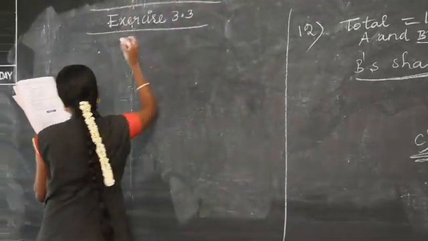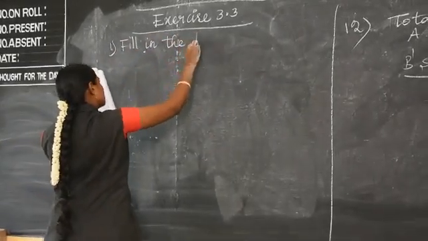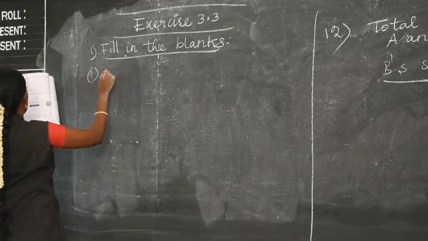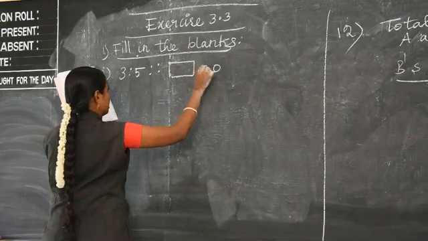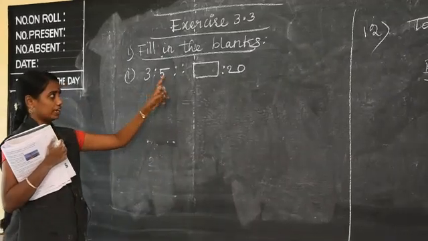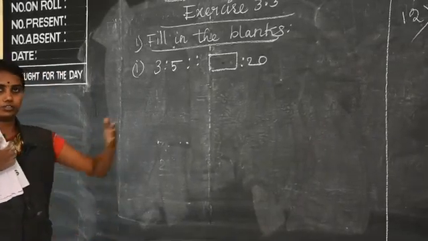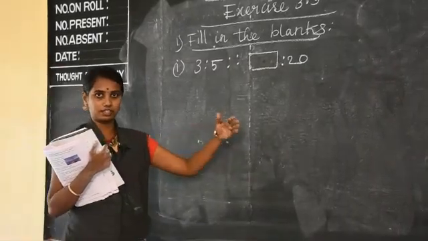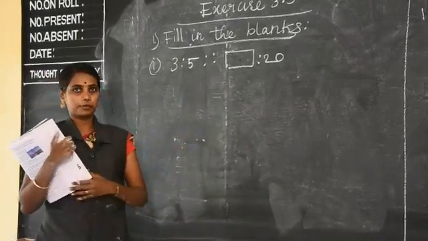Exercise 3.3, question number 1, fill in the blanks. Option 1: 3:5 as box to 20. Okay, now listen. Here one ratio is given, 3:5, and in the other ratio we don't know this term. So you can find it using proportion or equivalent ratios. We have two methods: either the equivalent ratio method, or proportion. Since we are learning proportion, we can use the proportion method here.